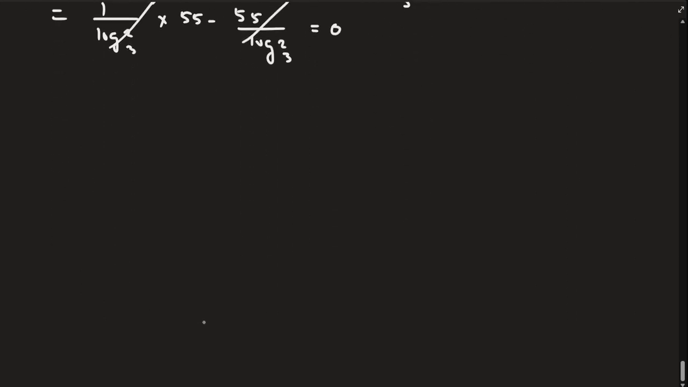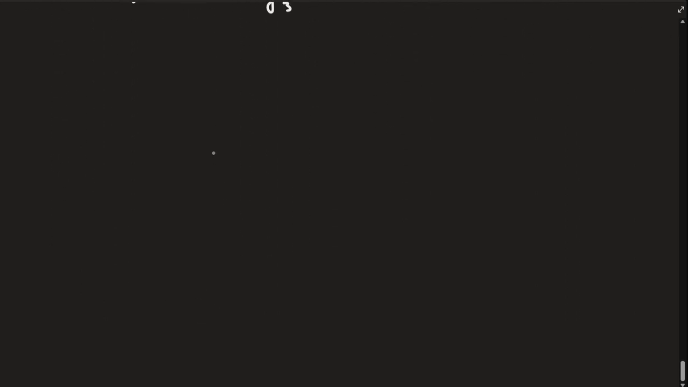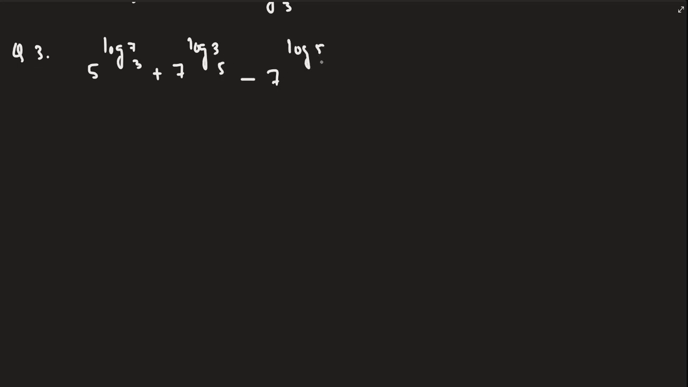Okay. Now coming to the next question, question number 3. 5 power log 7 base 3 plus 7 to the power log 3 base 5 minus 7 to the power log 5 base 3 and minus 3 to the power log 7 base 5. What is its value? So first of all, we should interchange these two.